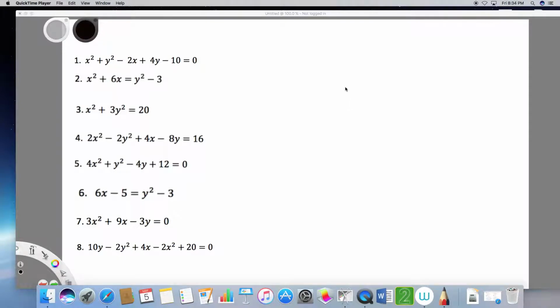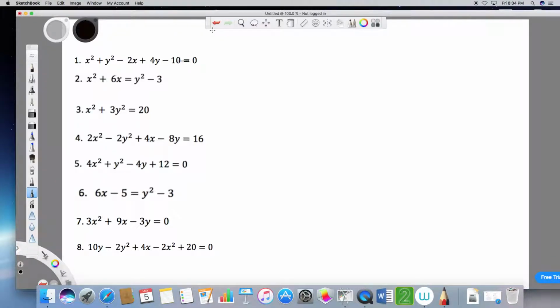All right, so let's take a look at these problems. We've got 8 problems. The directions are all the same. They want us to categorize each one of these equations as a parabola or a circle or an ellipse or a hyperbola. And we can pretty much do it by inspection.